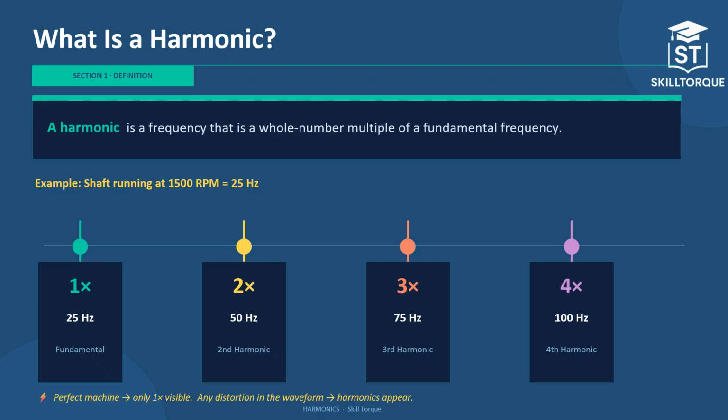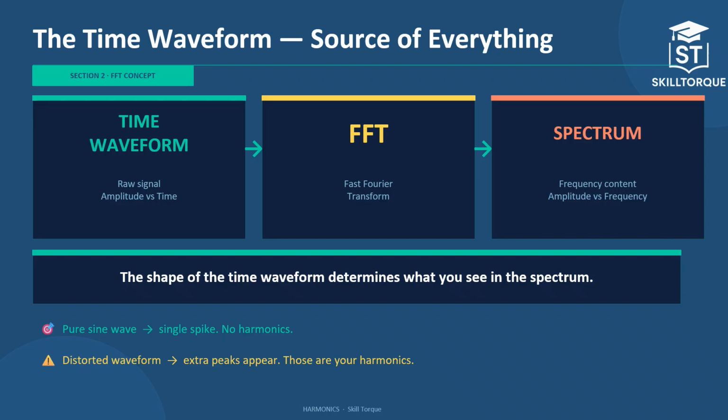Now the question should come: from where are we then seeing these harmonics, the other frequencies, the 2x, 3x, 4x? The machine is telling us that there is some kind of distortion in my signal. Something is happening that is not allowing it to have an exact sinusoidal shape. And where will we find this distortion? In the time waveform. So what is the source here? The source is the time waveform.